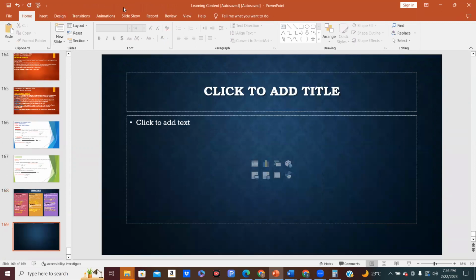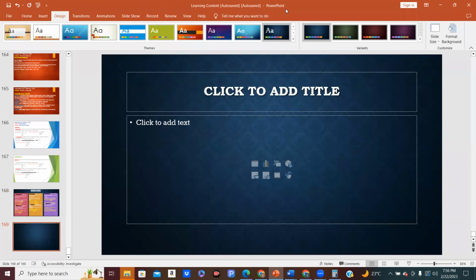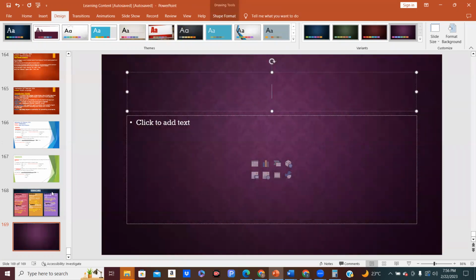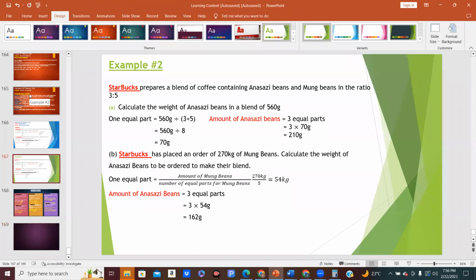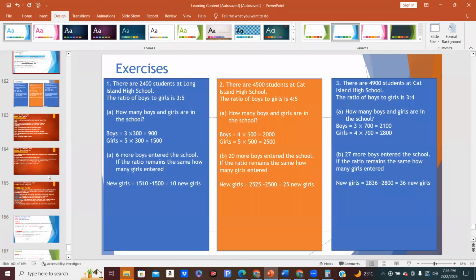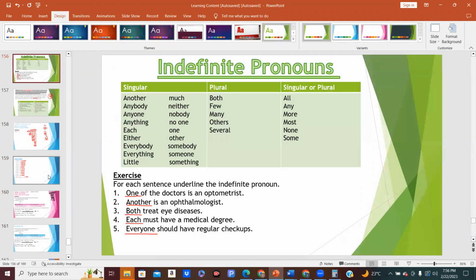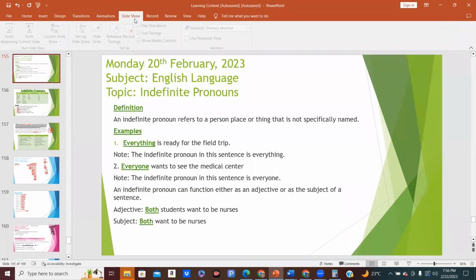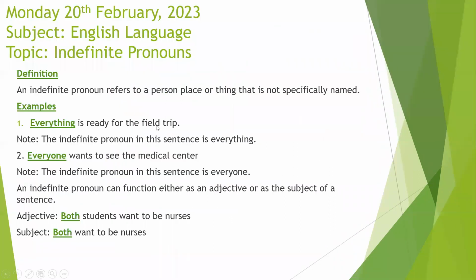We're moving on to English. So last time in English, we did indefinite pronouns, right? Tell me, Caleb, what is an indefinite pronoun? An indefinite pronoun is a person, place, or thing that is not specifically named.